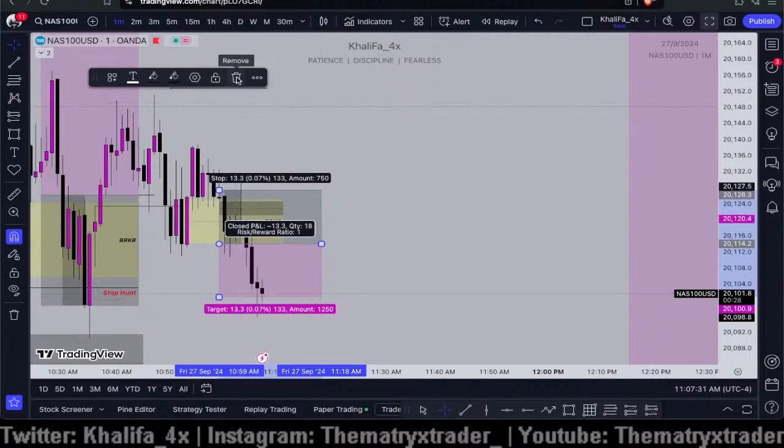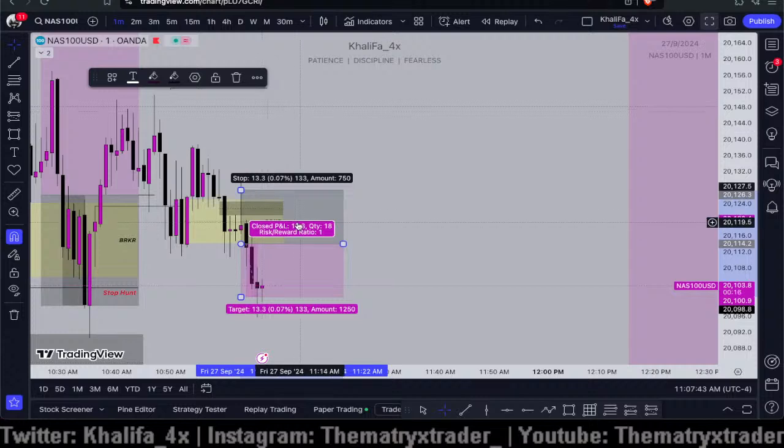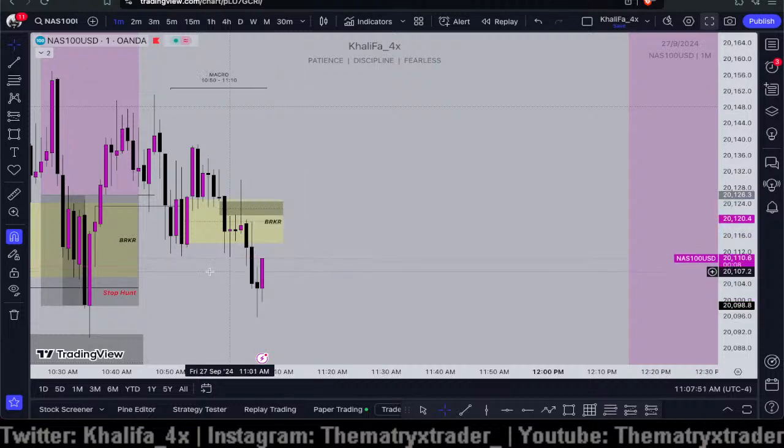Now, since we are going for random entry, you have this learning thing over here, even though this breaker becomes valid. Even though I have learned something today, let me explain what I just learned. Even though we are stopped out on this one, what I have learned is that we got entry.